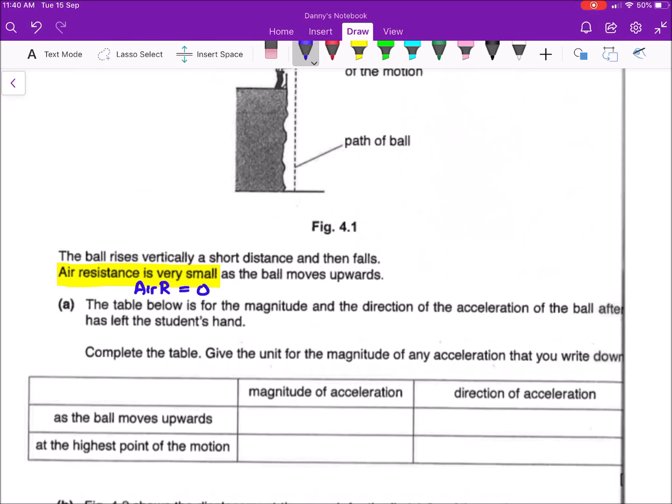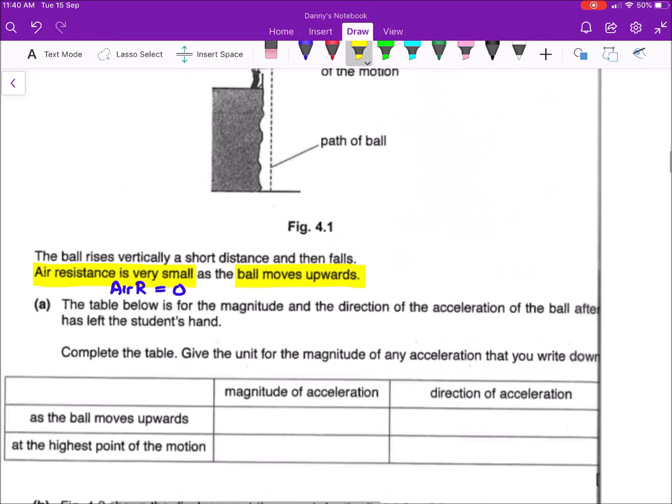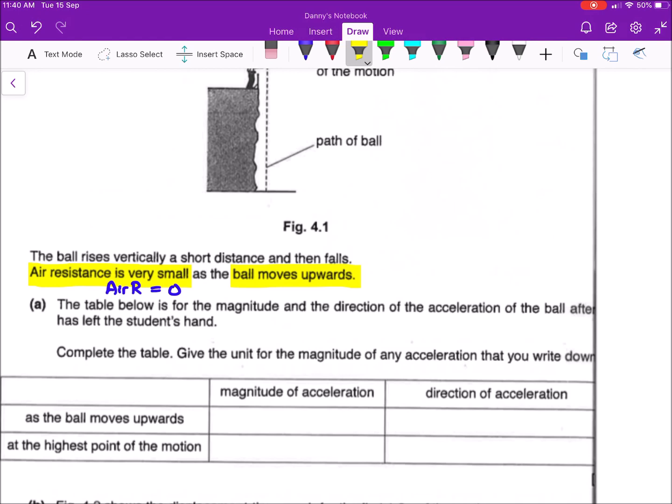But this only applies when the ball is moving upwards. So when the ball is falling down, you cannot ignore air resistance. Okay, only when it goes up. So now they are asking you to talk about the direction and magnitude of just the acceleration of the ball, after it leaves the student's hand. That means the ball is going up or down?